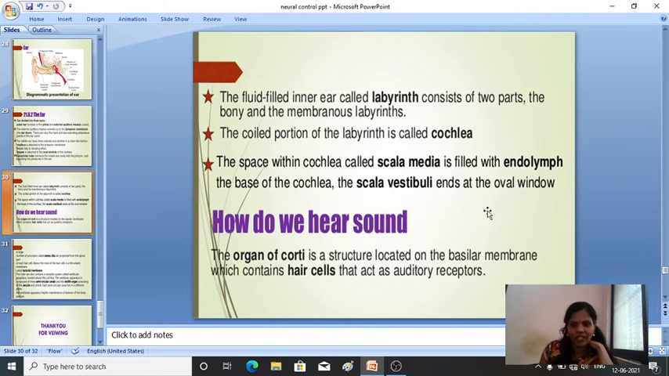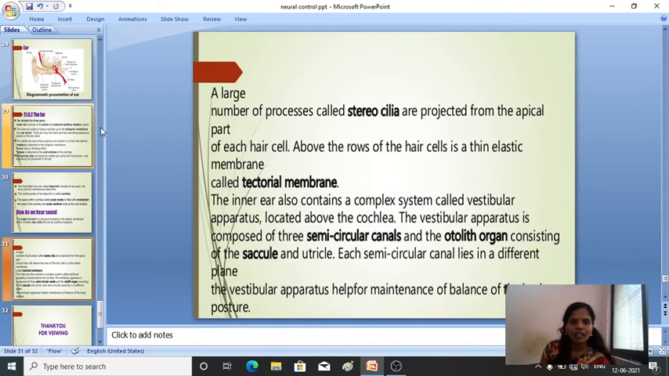Fine. So then how do we hear? The organ of Corti is located on the basilar membrane, which contains hair cells that act as auditory receptors. A large number of processes called stereocilia project from the apical part of each hair cell, above the row of hair cells, into a thin elastic membrane, which is called the tectorial membrane.